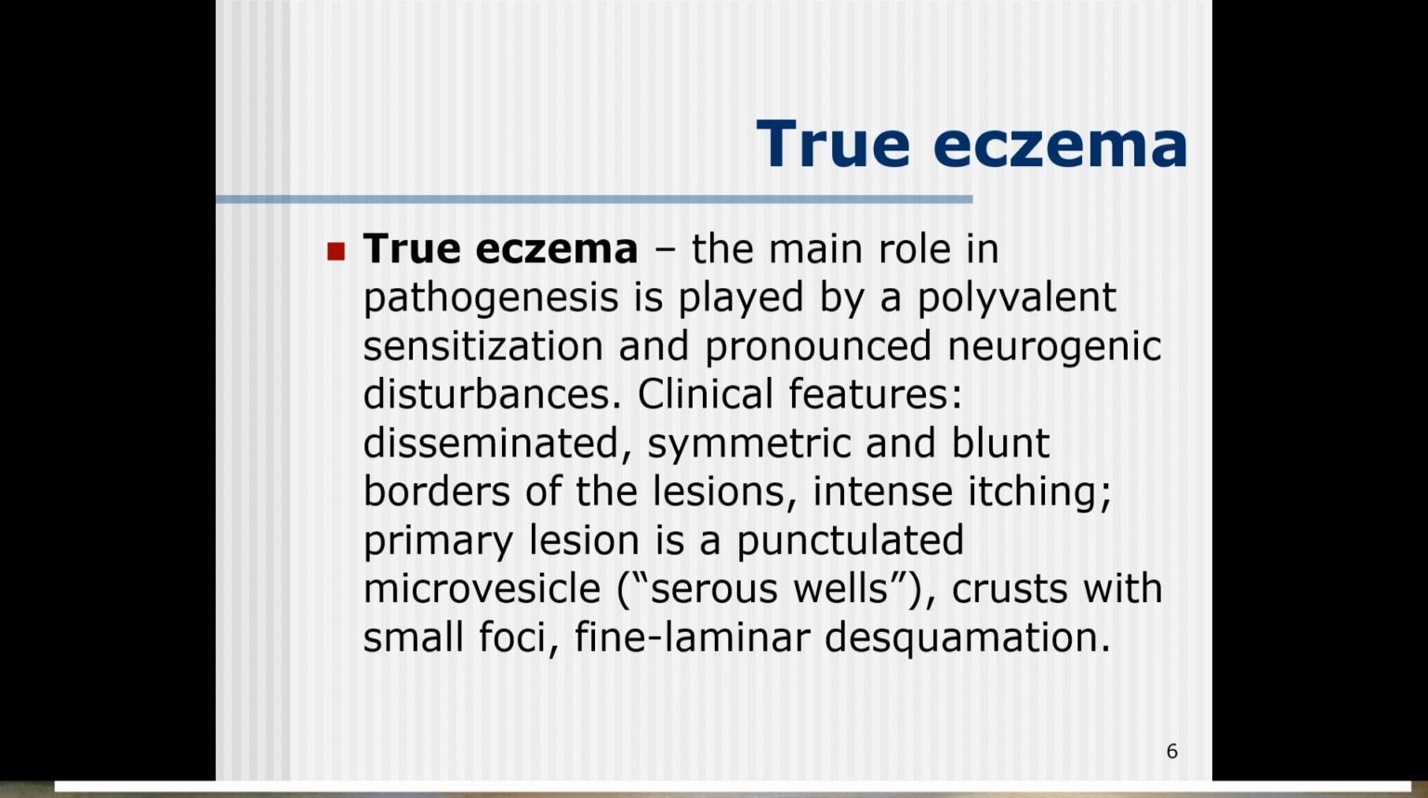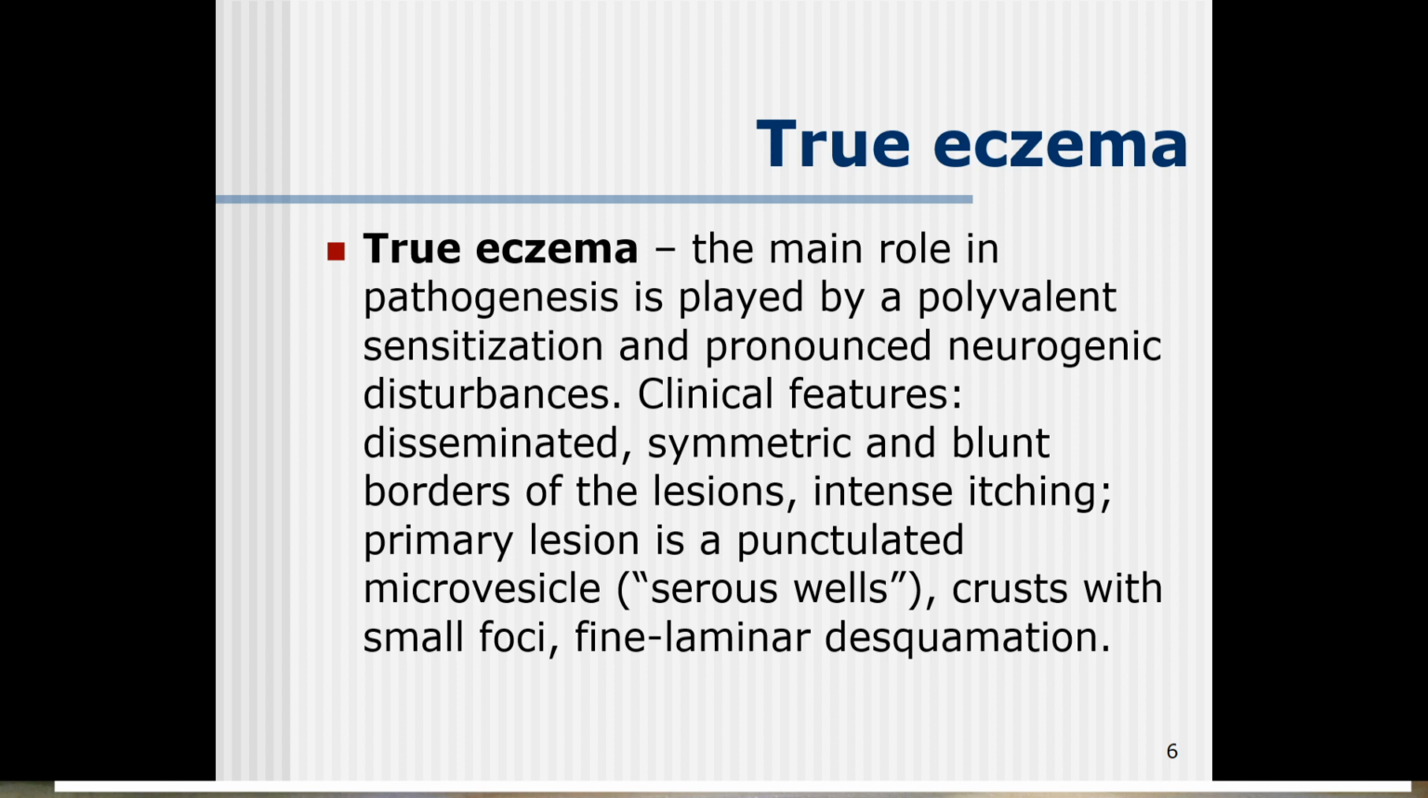True eczema. The main role in pathogenesis is played by a polyvalent sensitization and pronounced neurogenic disturbances. Clinical features: disseminated, symmetric and blunt borders of the lesions, intense itching. The primary lesion is punctulate microvesicles, serous wells, crust with small foci, fine laminar desquamation.